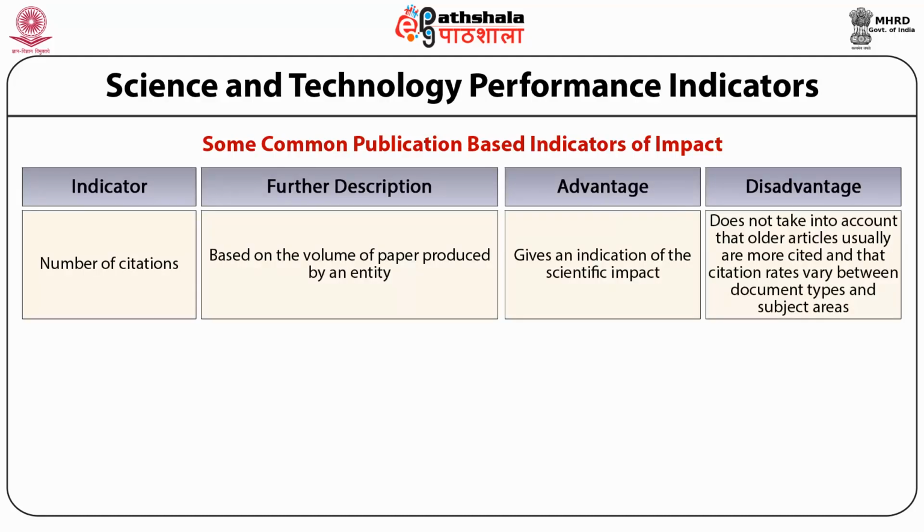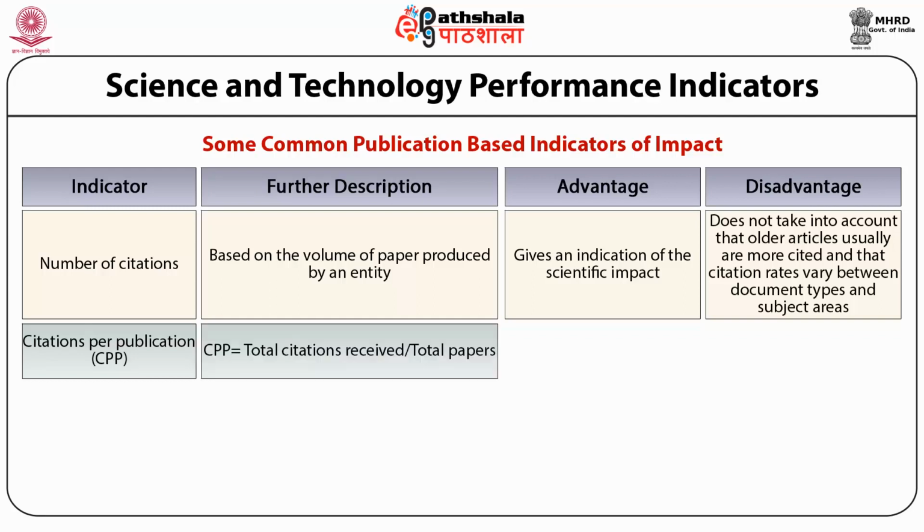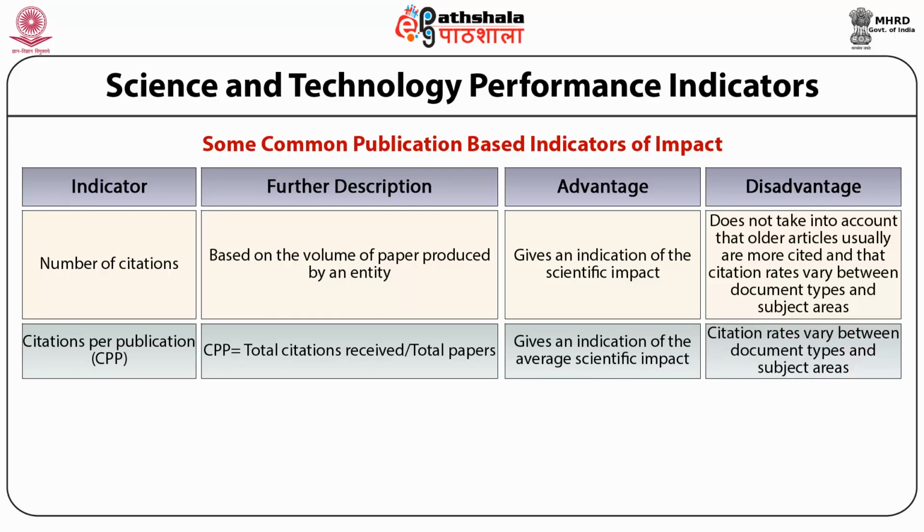In this, we discuss through a table some common publication-based indicators of impact. Number of citations gives an indication of the scientific impact. However, it does not take into account that older articles are usually more cited and that citation rates vary between document types and subject areas. Citation per publication talks of total citations received with respect to total papers and gives an indication of the average citation impact. But the problem is that citation rates vary between document types and subject areas, which may give different indications and would make this indicator questionable.